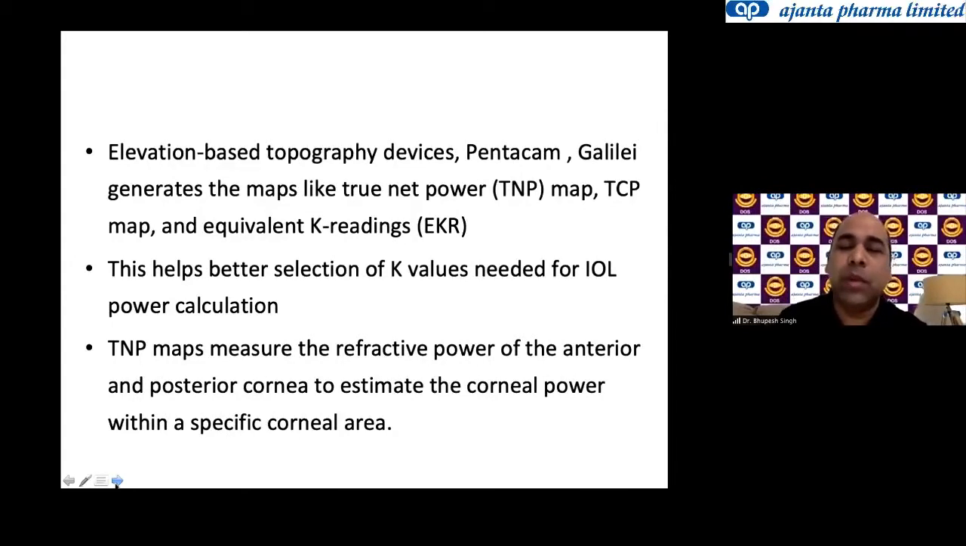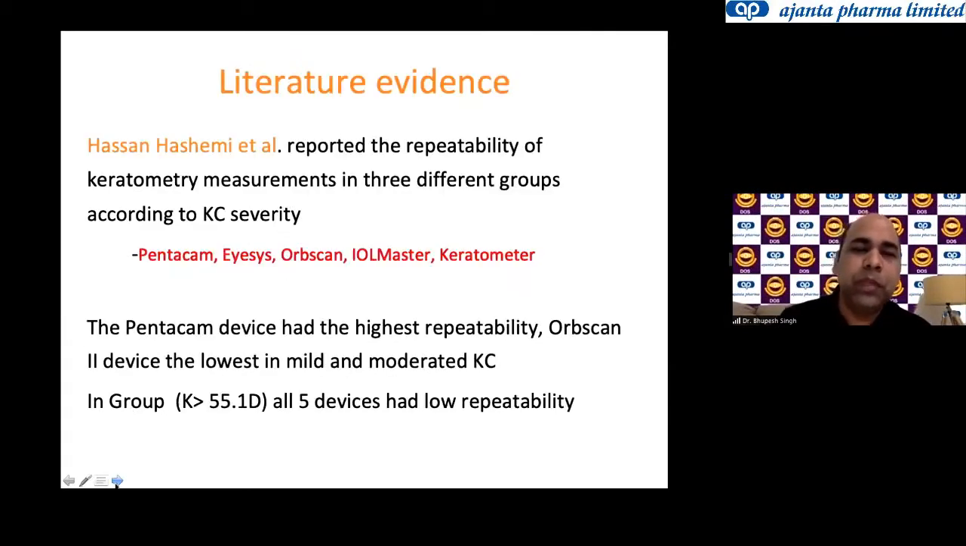It measures the refractive power of the anterior and posterior cornea to estimate the corneal power within a specific corneal area. This is a study published by Hashemi et al., where they compared the repeatability of various devices, Pentacam, OPD-Scan, Al-Master, ISIS, and keratometer, and they found that the Pentacam device has the highest repeatability, whereas the OPD-Scan 2 device has the lowest in mild to moderate keratoconus patients.